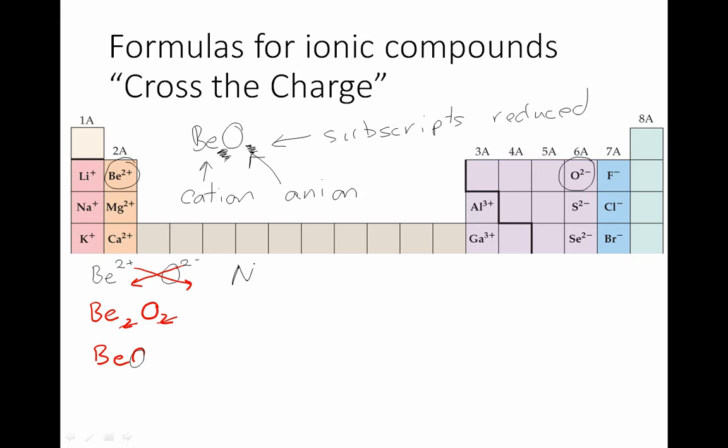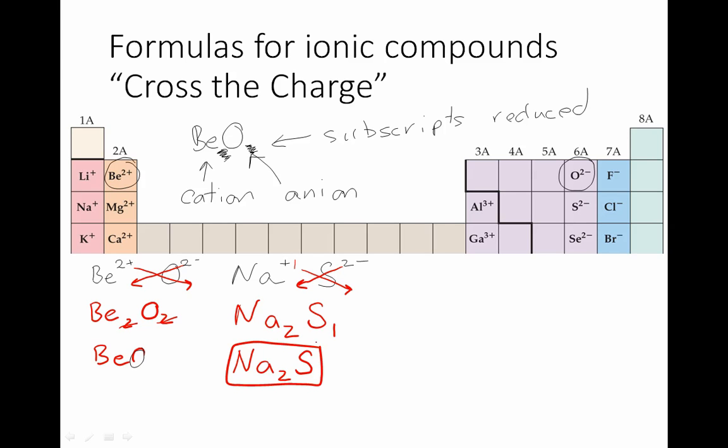What about sodium with sulfur? If we want to cross the charge, then your 2 must come down here, and your 1, because that's understood to be 1, must come down here, meaning Na2S1. Cross the charge. Your 2 comes down, your 1 comes up. Since you don't have to ever write it, a 1 is understood, so Na2S would be the ionic compound that's formed when you combine sodium and sulfur.